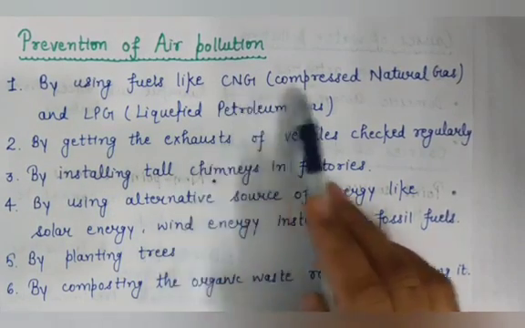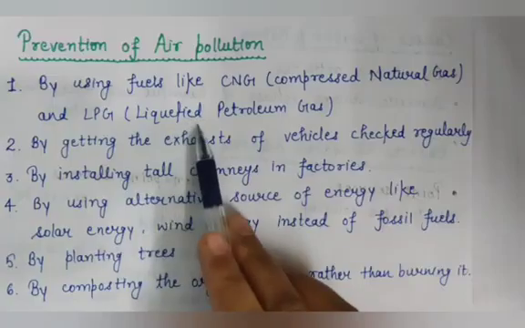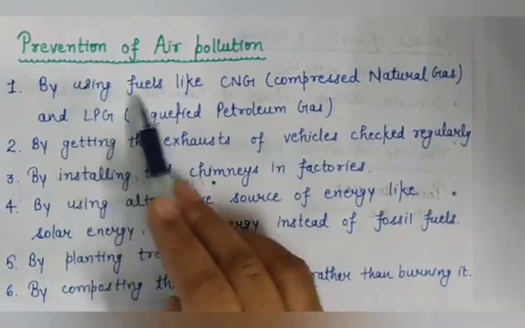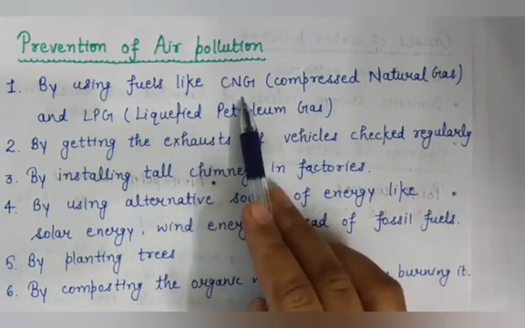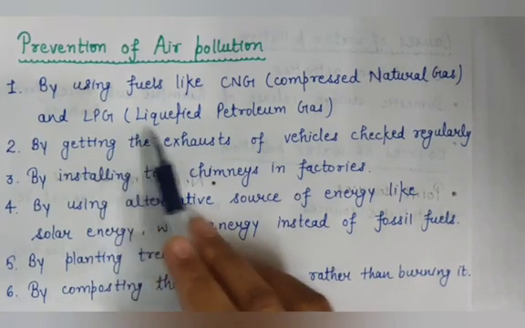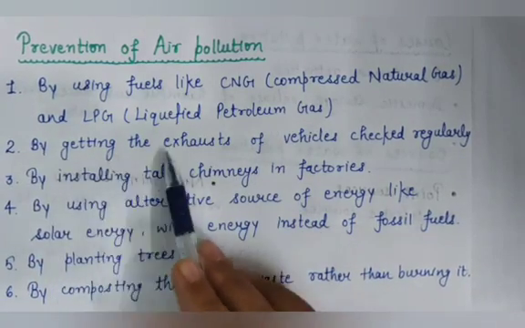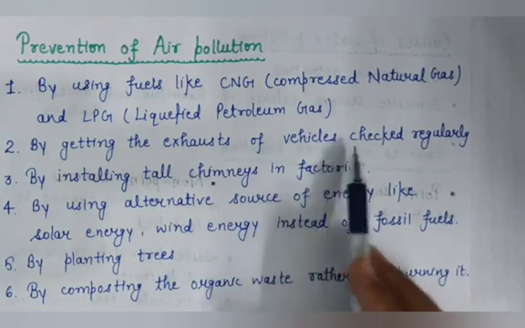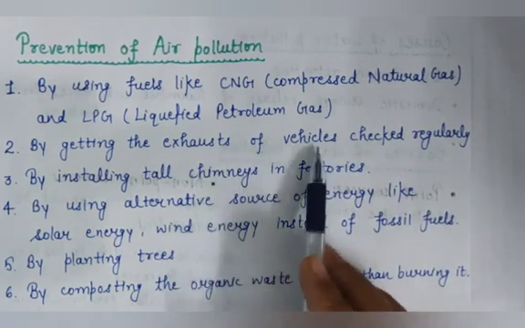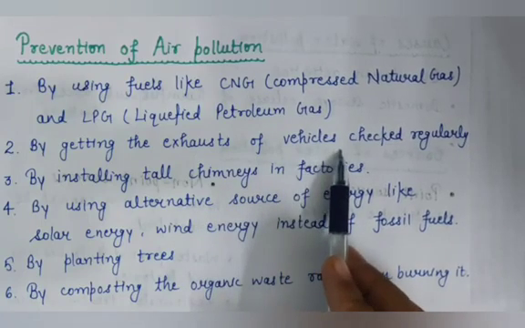The full form of CNG is compressed natural gas, and LPG. LPG means L for liquefied, P for petroleum, G for gas. So by using clean fuels like CNG and LPG in vehicles, we can prevent our air from getting polluted. Second is by getting the exhaust of vehicles checked regularly. We should check the exhaust of vehicles, like the smoke level, etc.